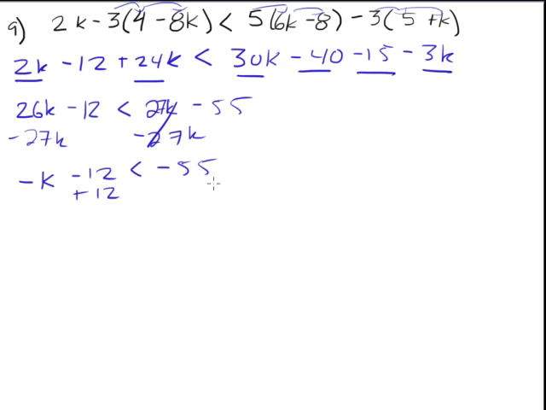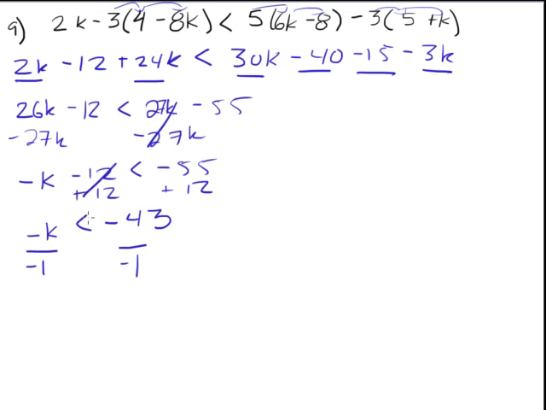Add 12, add 12. This is gone, negative k. Negative 55, add 12. That's going to give me negative 43. Okay, now I want to get rid of this negative sign here. So I'm going to divide by negative 1, divide by negative 1. Again, I'm dividing by a negative, so I have to flip this.